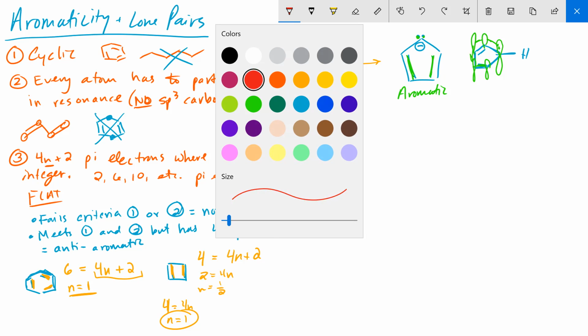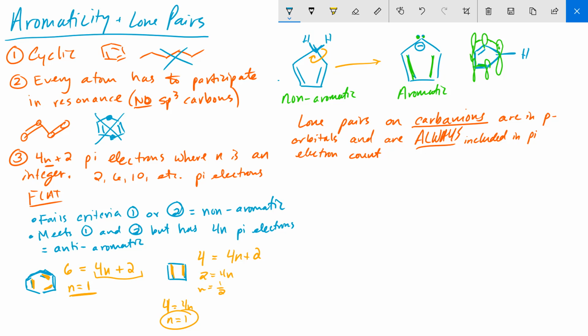We learn an important rule from cyclopentadiene. That is that lone pairs on carbanions specifically are in p orbitals, which is what we just showed here. And they're always included in our pi electron count. So when I ask you how many pi electrons cyclopentadiene has, you have to count the lone pair. You say it has 2, 2, 4, 6. You have to count the lone pair. Now, that's not always true with oxygens and nitrogens, which we're going to get into in a second, but it's key that you understand that lone pairs on carbanions are in p orbitals and are always included in pi electron count. You don't have a choice. If the pi electrons are going to make the compound anti-aromatic, which is extremely unstable, doesn't matter. You have to count them on the carbanion. You don't have a choice.